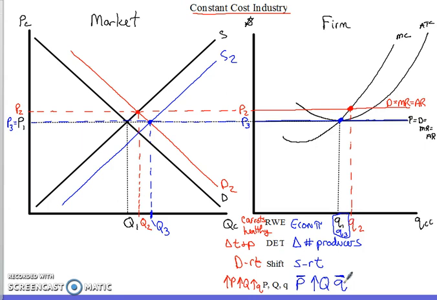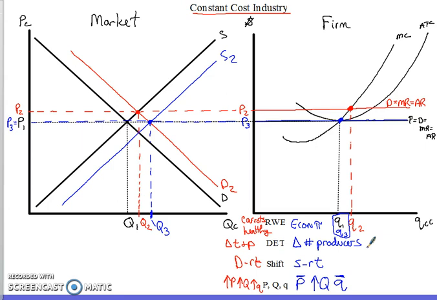Now, how can it be that the total market is producing more if every firm has returned to producing what they were before? Well, the big reason is because there's more firms in the industry now. There's more companies in the industry. New companies have entered the industry.